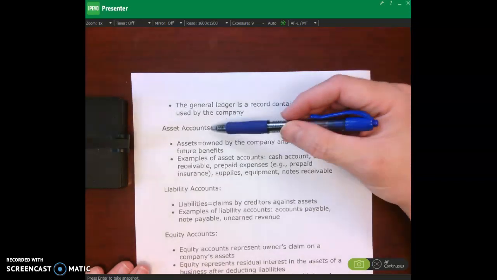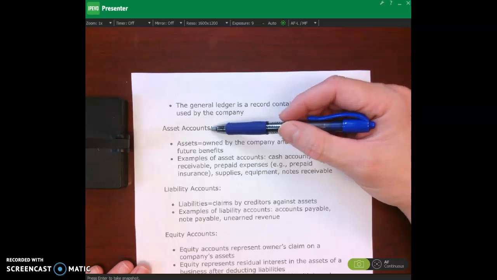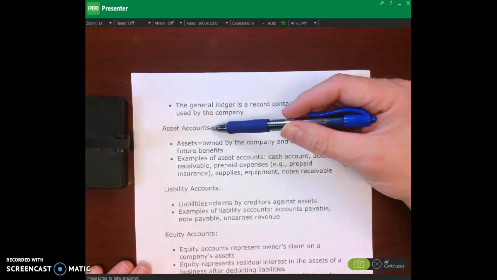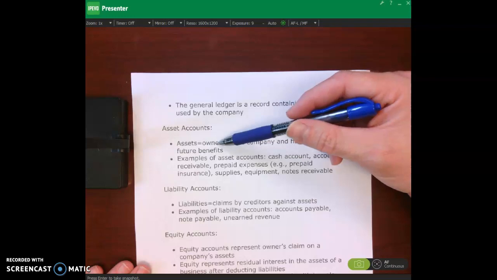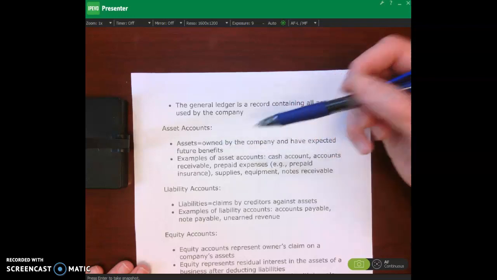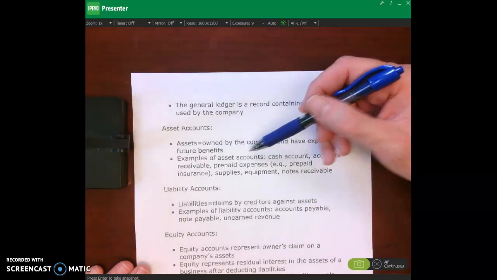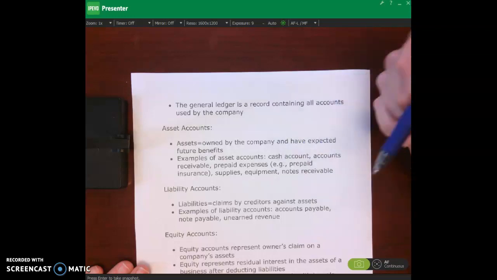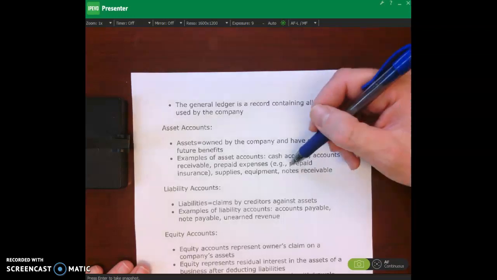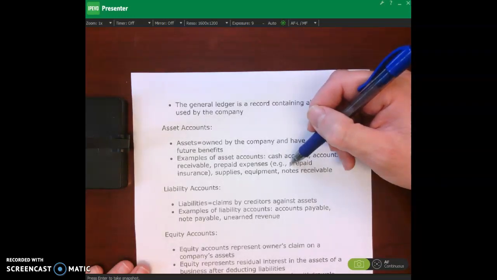So when we talked about asset accounts, remember we talked about this back in chapter 1. What do we mean by an asset? It's something that's owned or the company possesses and is expected to have future economic value. It helps us to generate revenue. So examples of asset accounts: cash, accounts receivable, prepaid expenses, and that's something we'll talk more about in chapter 3.